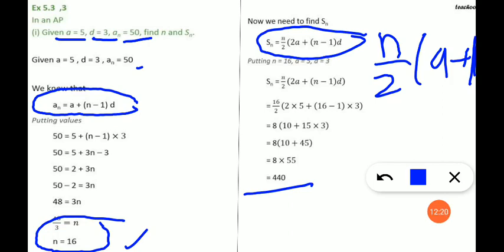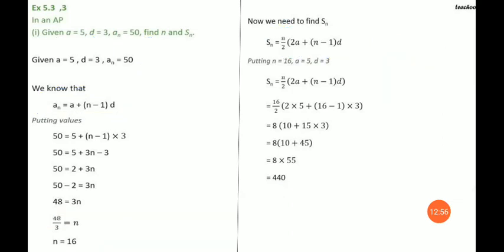Understood, students? We can use any of the formulas to find out Sn if all the required things are given in the question, or we have found them previously in the question. It is not necessary that you use one particular formula. Both of the formulas are the same and you can use any formula. It's just your wish which formula you want to use. Shall we move to the next question? I mean, the next part of this question.